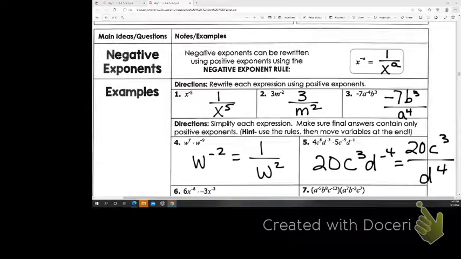Okay, so on page 11 starts the notes for negative exponents. And we only want our final answers to be written with positive exponents. So any negative exponent can be rewritten using a positive exponent using this rule: x to the negative a power is equal to the reciprocal. In other words, 1 over x to the a.